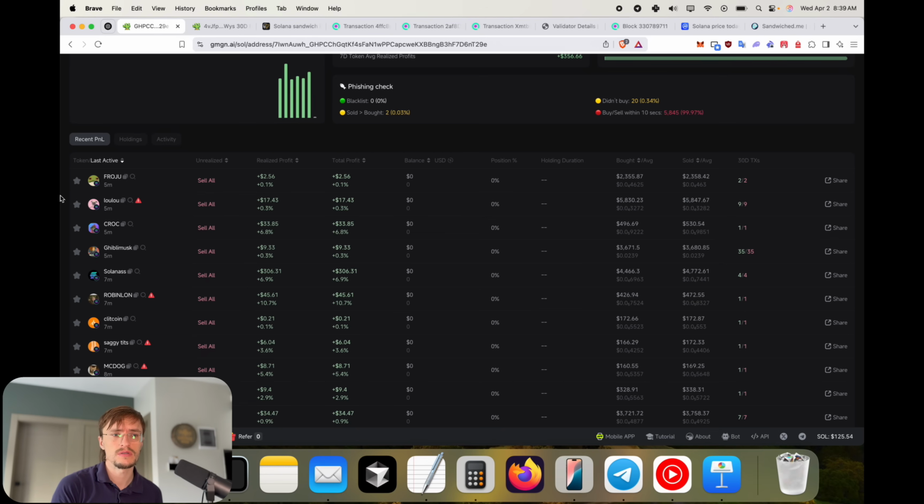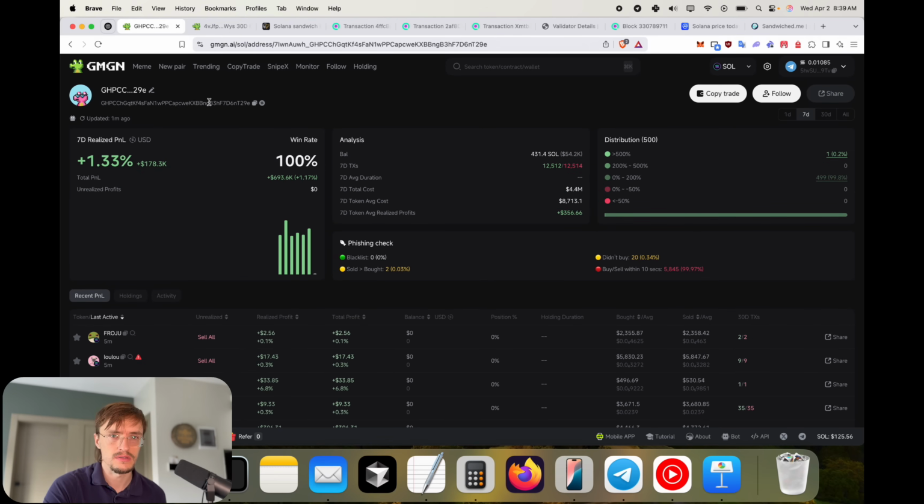Could they be using multiple validators? Of course, it could be possible that they have a network of multiple validators and they're using those for sandwiching. But we're not gonna get too deep into this because it could take forever.